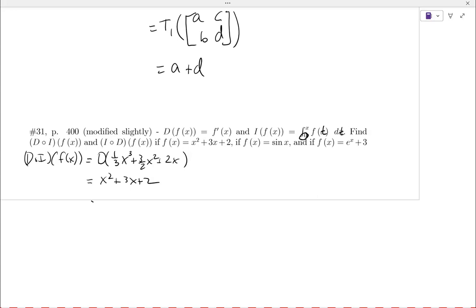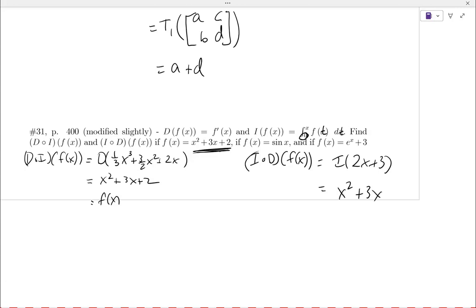But what happens if you do it the other way around? What happens if we differentiate and then integrate? So let's do the first one. What happens when you differentiate f of x in this case? It's not a trick question. If I do this function, what do we get? 2x plus 3. And then if you integrate, what do we end up with back? Yeah, x squared plus 3x, no constant, right? I lose the constant.